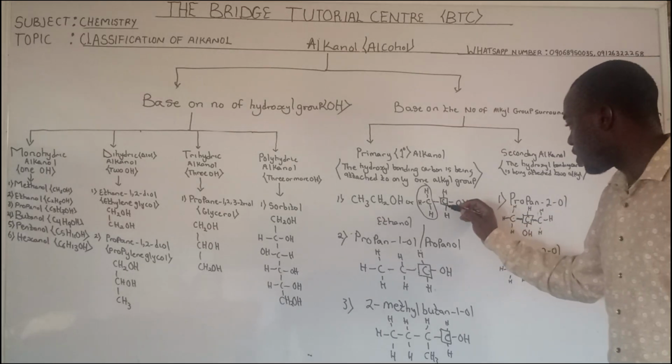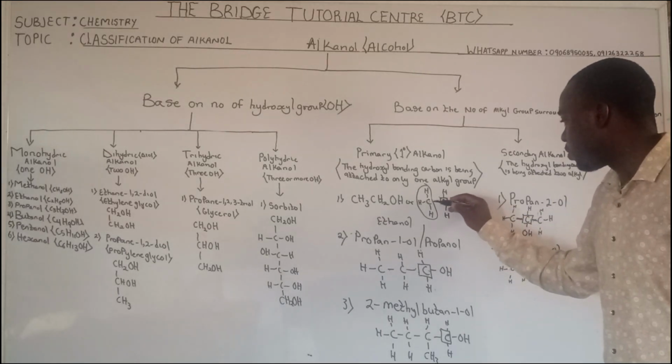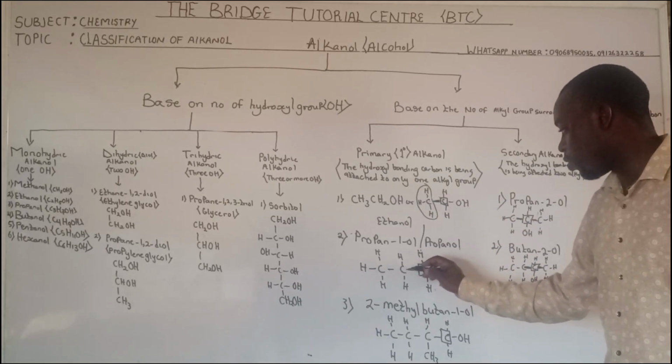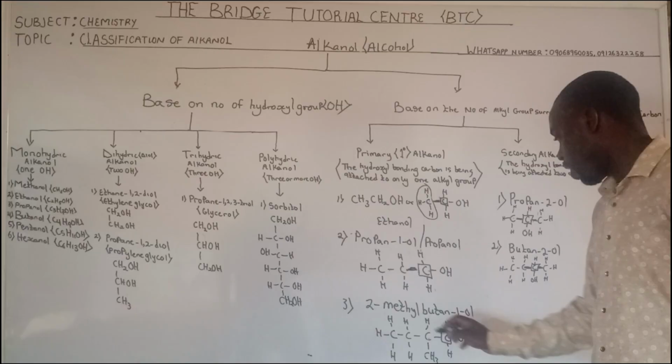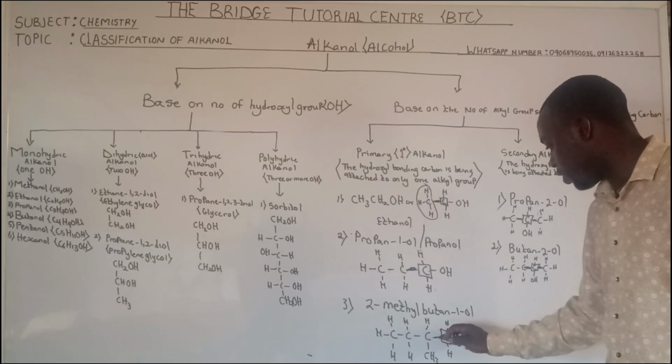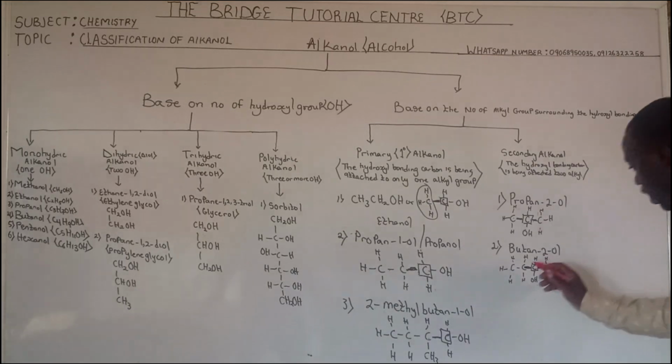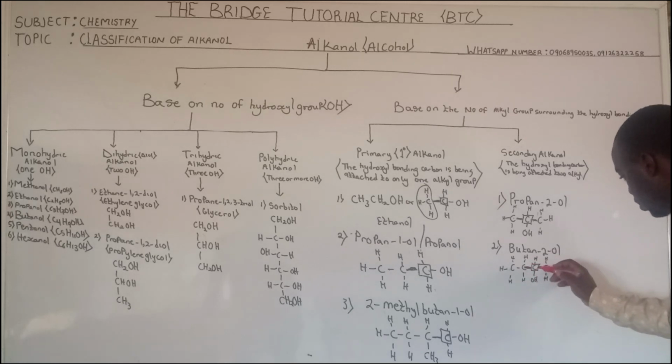Here you can see this is the only bond attached to it. Here you have only this one attached, and here only this one. So you can see that there are 2 alkyl groups surrounding the hydroxyl bonding carbon. Or you can say, okay, let me use this. This is our hydroxyl bonding carbon here.